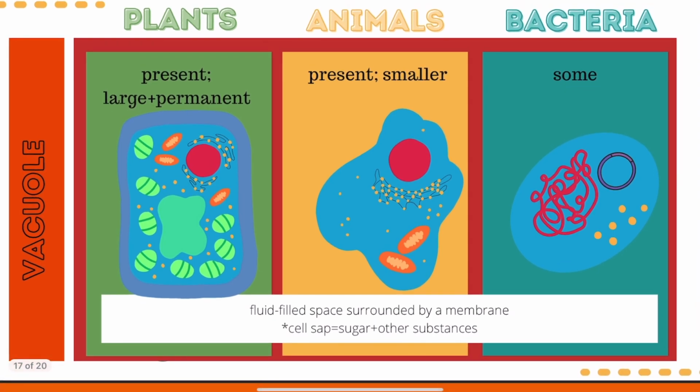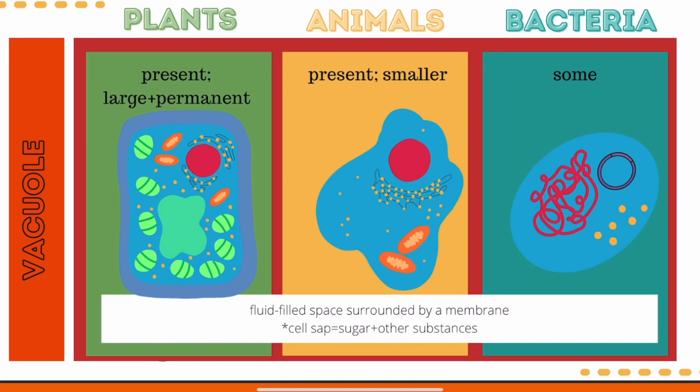Last one, we have our vacuole. They are permanent in plants, not only permanent but very large, and they contain the cell sap, which is sugar and other substances like water or minerals, and they can increase in size, which makes your plant very turgid or very rigid. But of course, if there is a lesser amount of the substance, these vacuoles would just become smaller. In animals, on the other hand, they are quite small and they are not permanent.